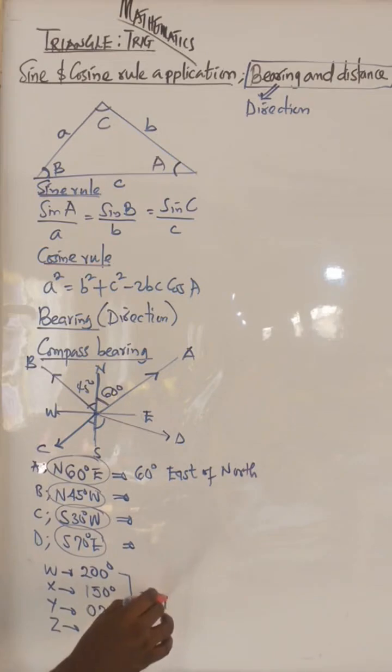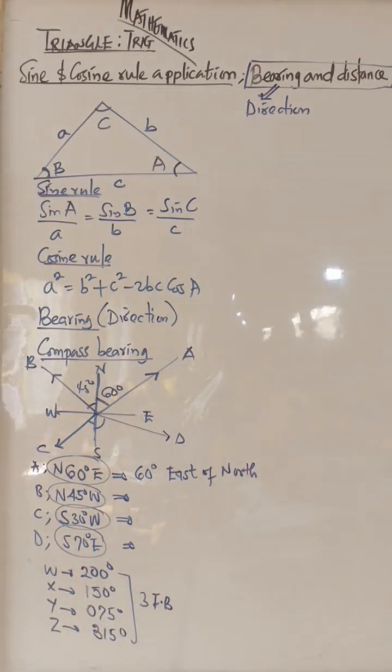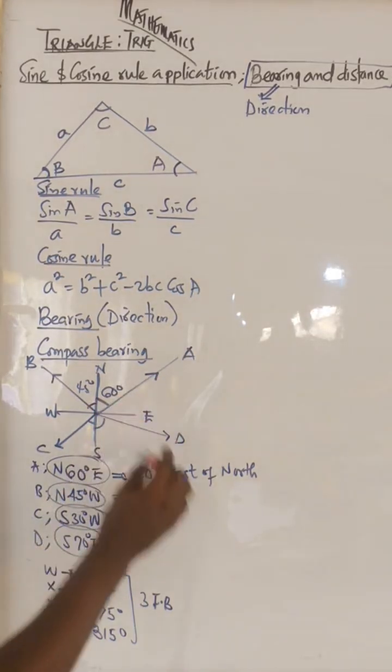Three-figure bearing. So in this case, you won't be told whether it's north, south, east, or west. But you have to know how to transform three-figure bearing to compass bearing, because it's easier to solve using compass bearing. So let's start with this 200. First, let's come back to this diagram here.